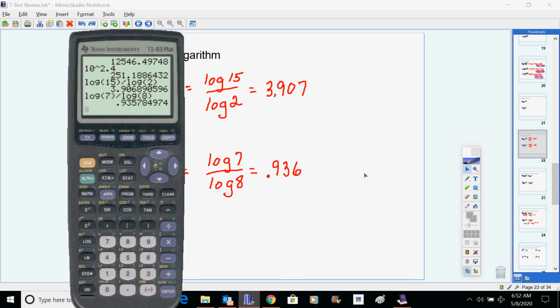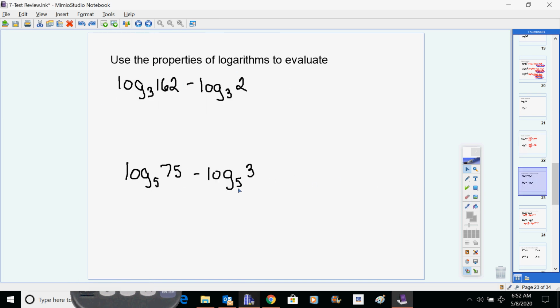And giving you about 0.936 for that. Okay, so we've got that. Then moving right along. Once again, properties of logarithms.